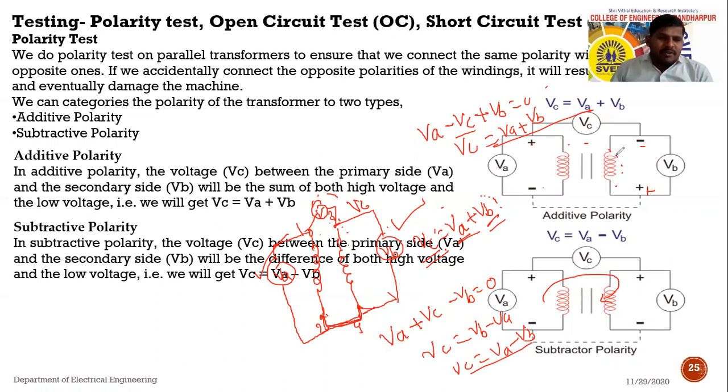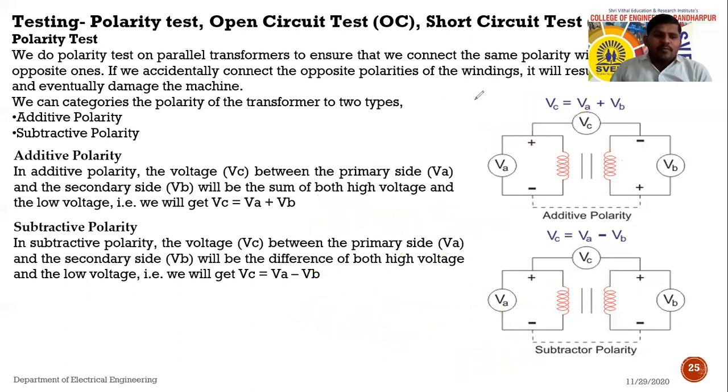So see, in subtractive polarity, the voltage between the primary side VA and the secondary side VB will be the difference of both the high voltage and the low voltage. That is, we will get VC equals VA minus VB. So we tell it as a subtractive polarity of the transformer, right? And once we have understood the polarity, then we will make the connection, or operate the two transformers in parallel. So this is related to the polarity test.